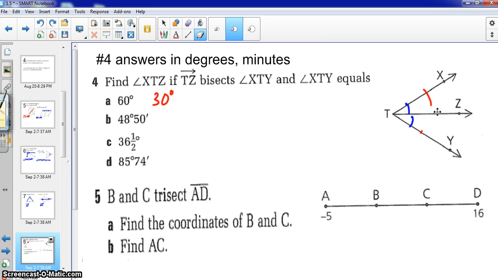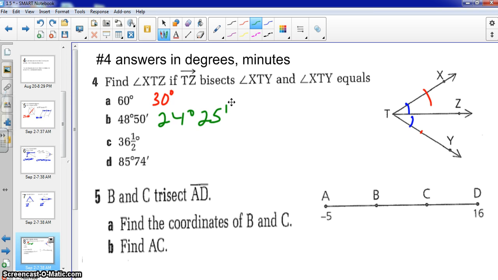For letter B, if we know that it is 48 degrees and 50 minutes and we cut it in half, then we get 24 degrees and 25 minutes. For letter C, we have 36 degrees and 30 minutes. Cutting that in half would equal 18 degrees and 15 minutes.